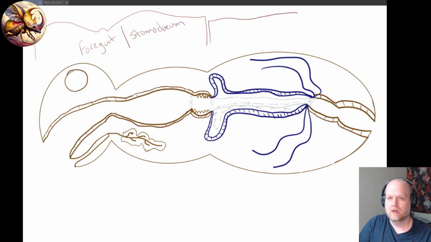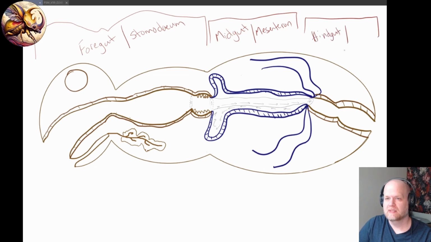This blue section is called the midgut. This is where digestion actually occurs. And this is sometimes called the mesenteron. These are the old names for them. And then this final brown part is the hindgut. And this is sometimes called the proctodium. So most modern texts use the first names, the foregut, midgut, and hindgut. But if you read some of the older texts, like the Snodgrass texts and stuff, they use the older names.